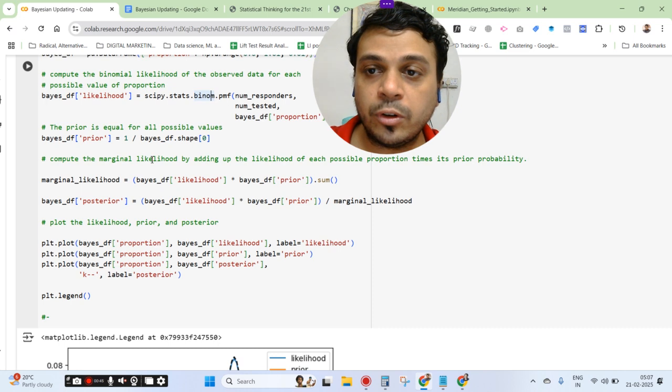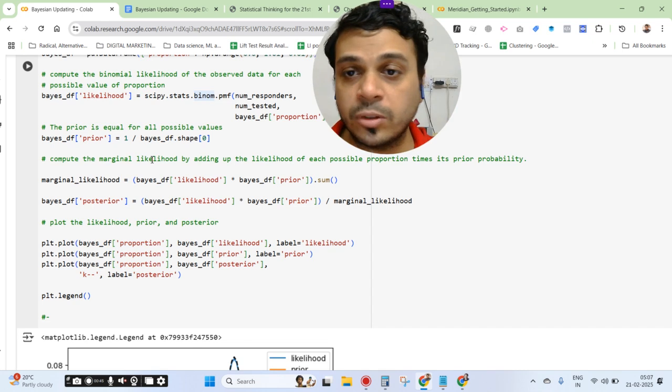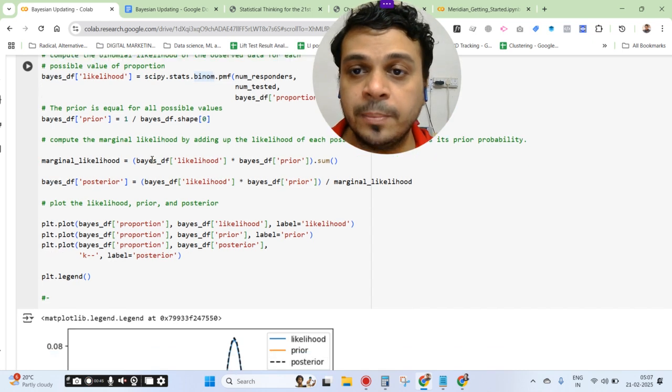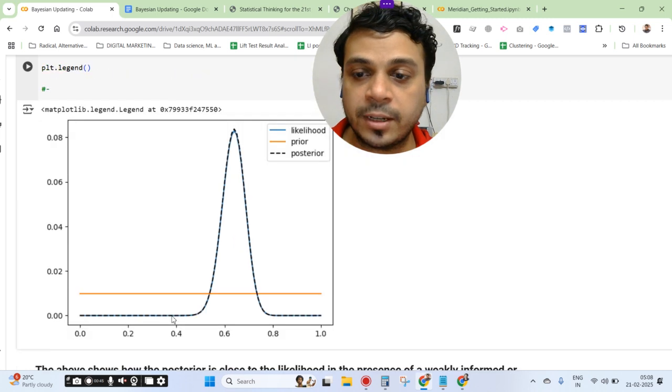So then we move on to the prior. In this case, we'll actually have a completely constant, same prior for all the values. That's why, when we plot the prior, you see a completely straight line at a certain value.